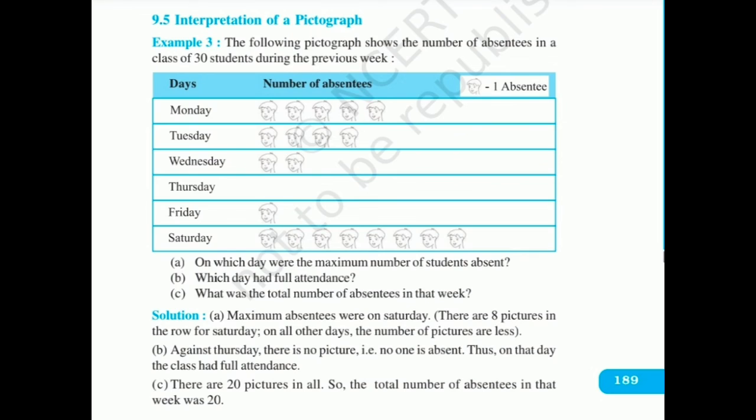Maximum absences were on Saturday. There are 8 pictures in the row for Saturday. On all other days, the number of pictures is less. Against Thursday, there is no picture, that is, no one is absent. Thus, on that day, the class had full attendance. Then, there are 20 pictures in all, so the total number of absentees in that week is 20.